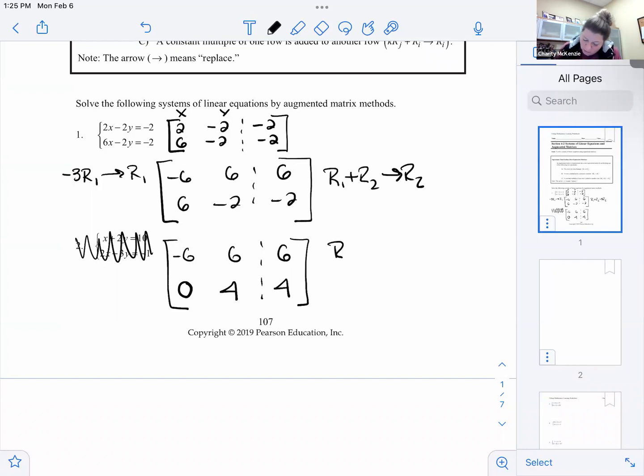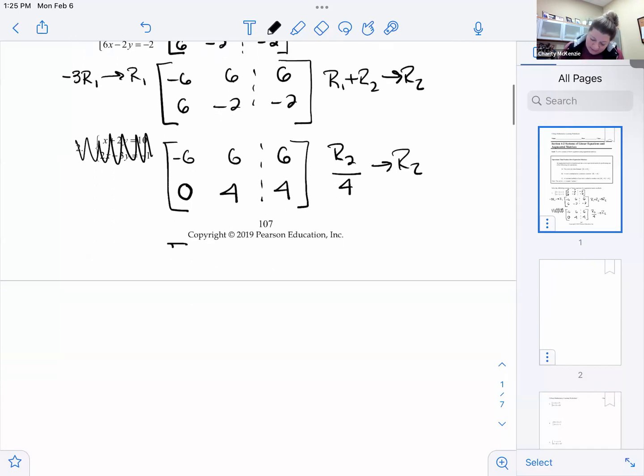So I'm going to take row 2, divide it by 4, or times it by 1/4. You can state it either way. And then we're going to replace that on row 2. And I'm running out of room, so I'll squish it down here. So that's going to keep -6, 6, 6, and then 0, 1, 1. So I can already see the Y value as 1. 1Y equals 1 based on that second one being a 1.